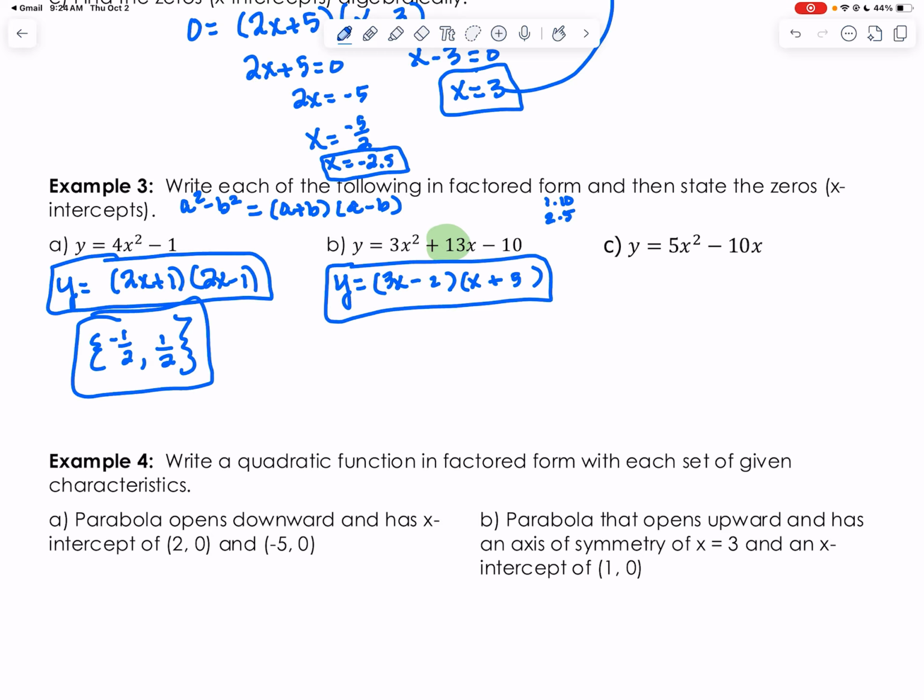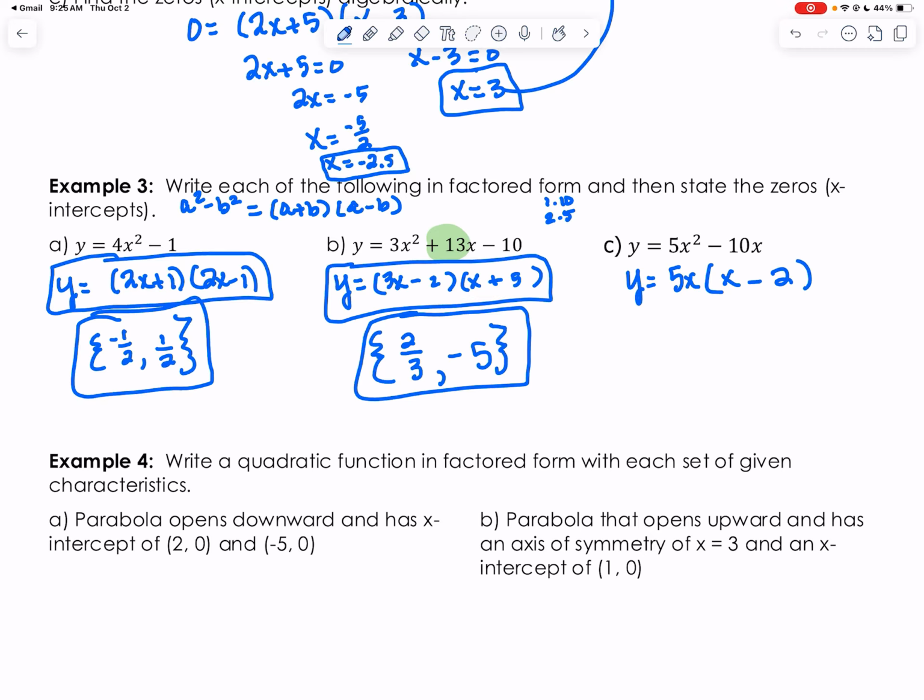And then I want to get the zeros from that, so I'm going to draw my little braces. So my first zero would be positive 2/3, and my second zero would be negative 5. So those are the x-intercepts of your function. Now, in problem C, I only have two terms. So the only thing I can really do on this one is take out the greatest common factor, which would be 5x. So 5x squared divided by 5x would just leave me x. 10x divided by 5x would leave me 2.